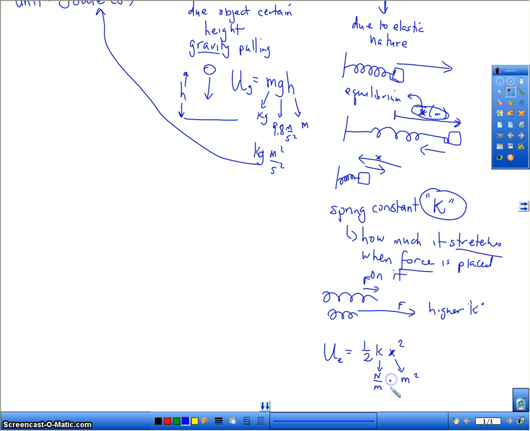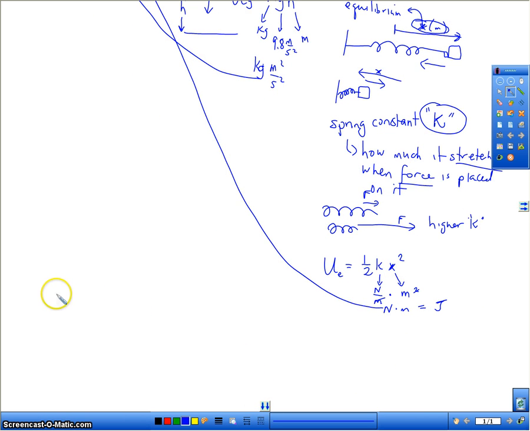When you put these two together, 1 meter cancels, and you get a Newton meter. Well, a Newton meter is actually just a joule. It's a kilogram meter per second squared times a meter, so that makes it a joule. All right? So that is elastic. So we have our 3 types of energy, and the last little bit of this puzzle is conservation of energy.